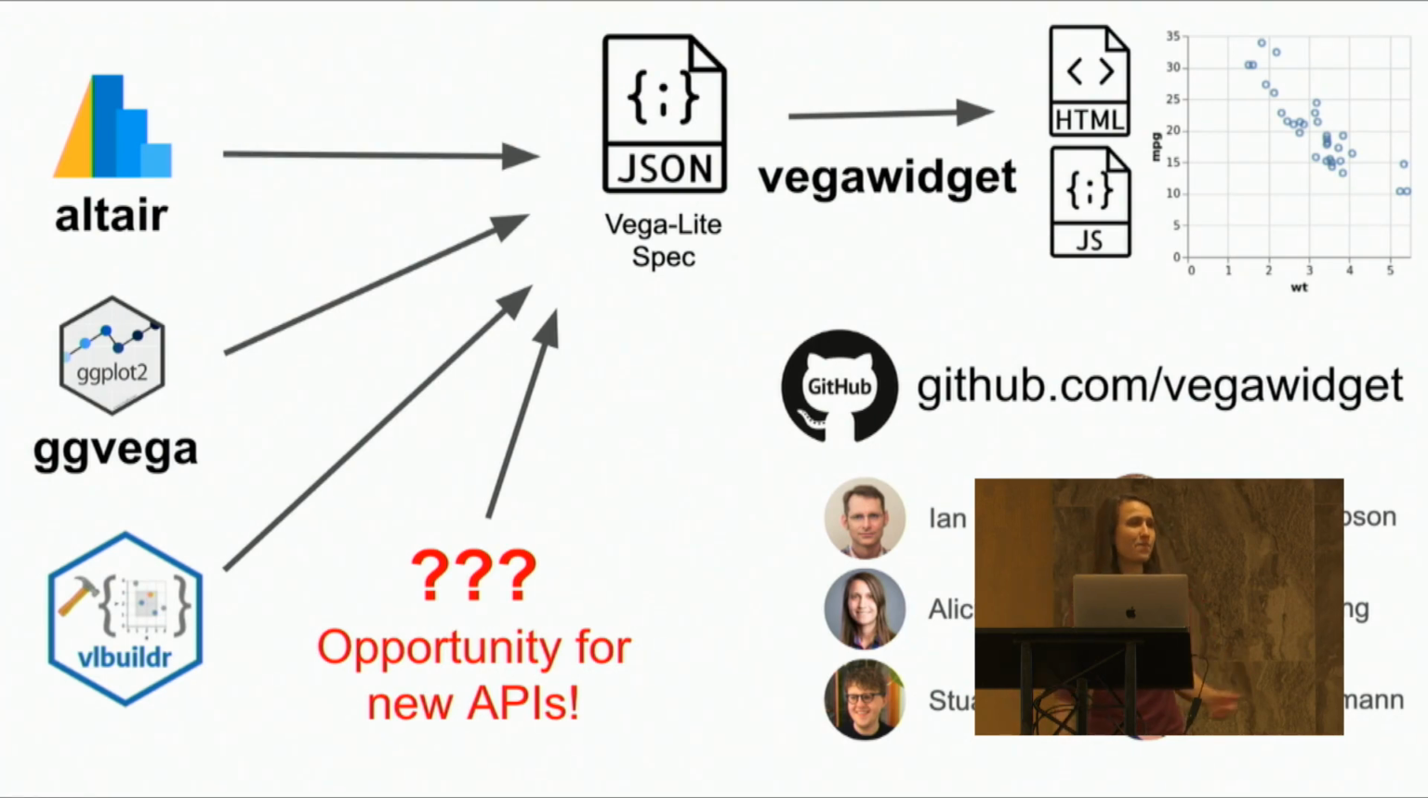There's also, I think, opportunity for new APIs. If you're itching to make a higher level API for interactive graphics, I think the Vega-Widget package makes that effort easier, because if you can just make that Vega-Lite spec, it can then do the whole rendering part. And so I'm really excited to potentially see more experimentation in this space, because I think the Vega-Widget package makes that kind of experimentation possible.